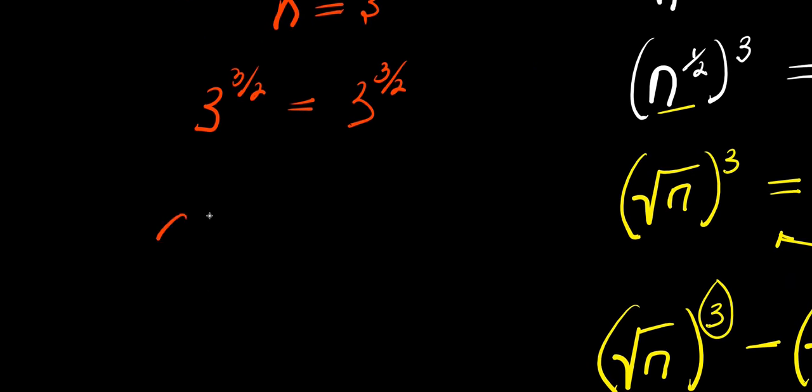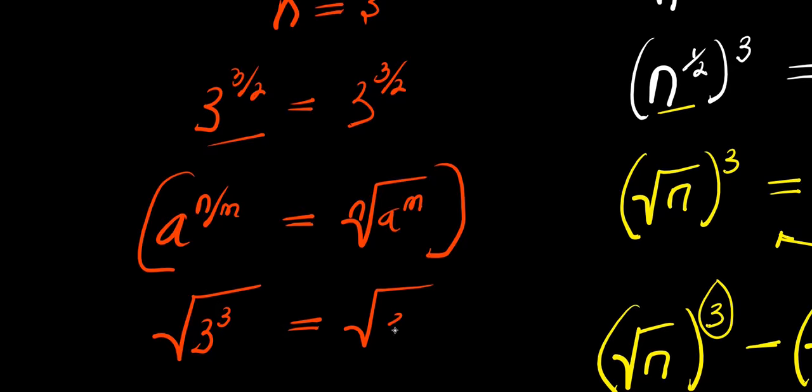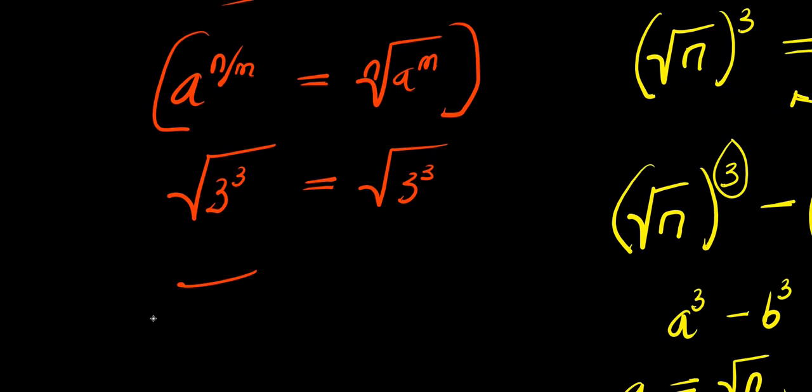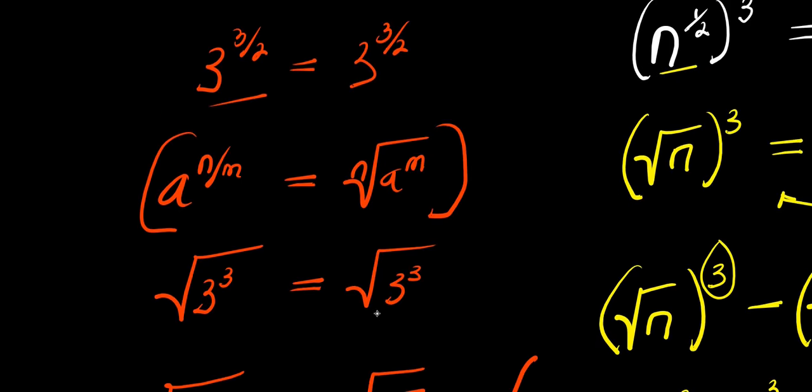So remember, if you have a power n over m, this equals the mth root of a power n. So applying that here, we have the square root of 3 power 3 equals square root of 3 power 3. This is square root of 27, square root of 27. Both sides are the same, so this shows that the solution is correct.